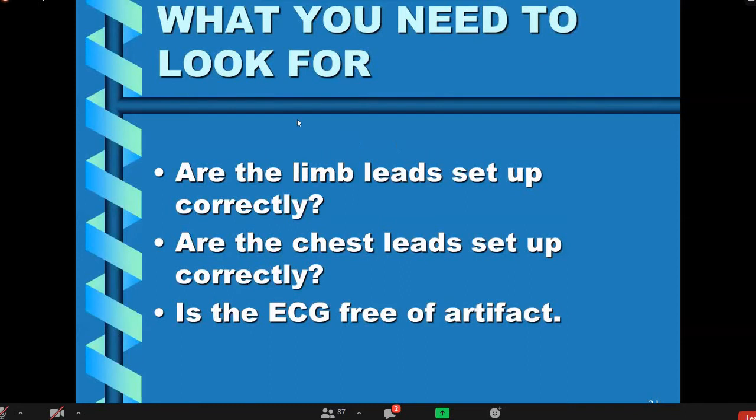So what you need to look for: are the limb leads set up correctly? Whenever you see an ECG being done, you should see how it is being done and whether the limb leads are set up correctly, as I told you. Are the other chest leads set up correctly? The position of the chest leads is also important. And is the ECG free of artifact or not? So these three things you should remember while interpreting an ECG.